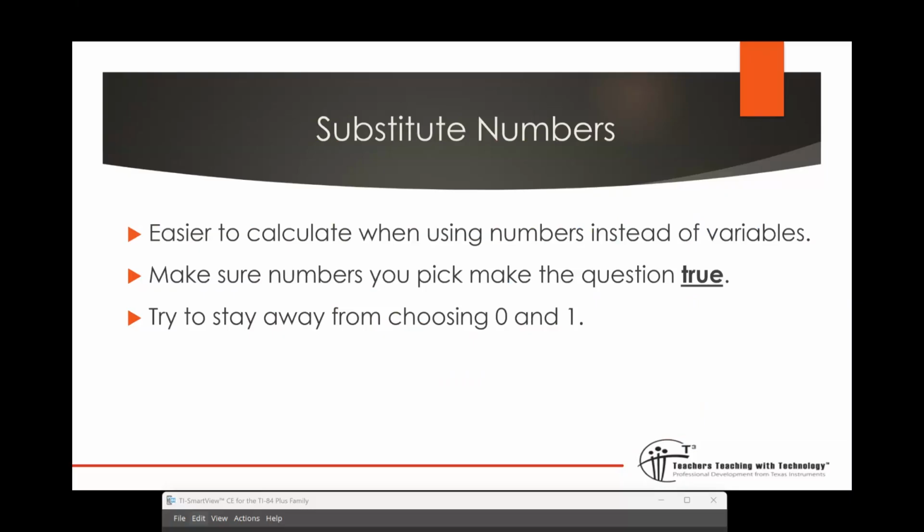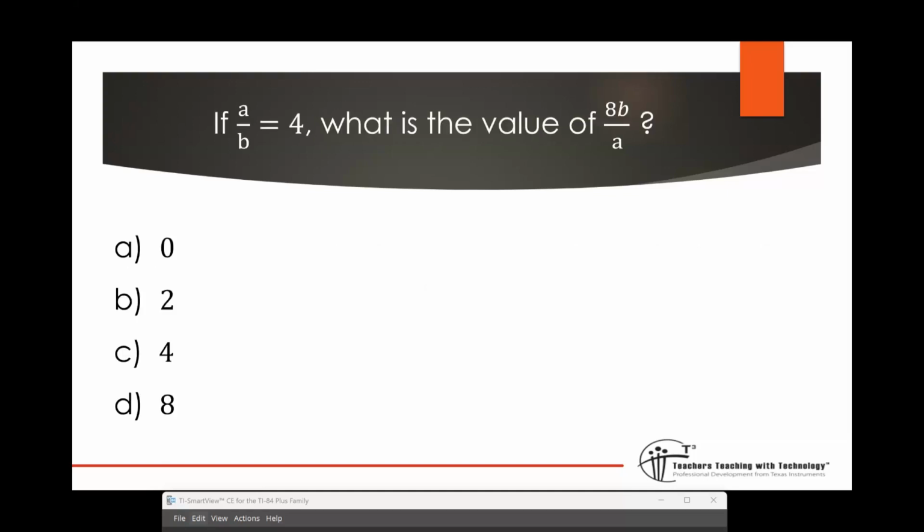And they pick numbers. Numbers are much easier than variables. And the only thing with this technique is we want to stay away from 0 and 1. So the way we're going to go through these is we're going to show a question, which you see right here. And then we're going to go through it, right? It's got a traditional way of solving it.